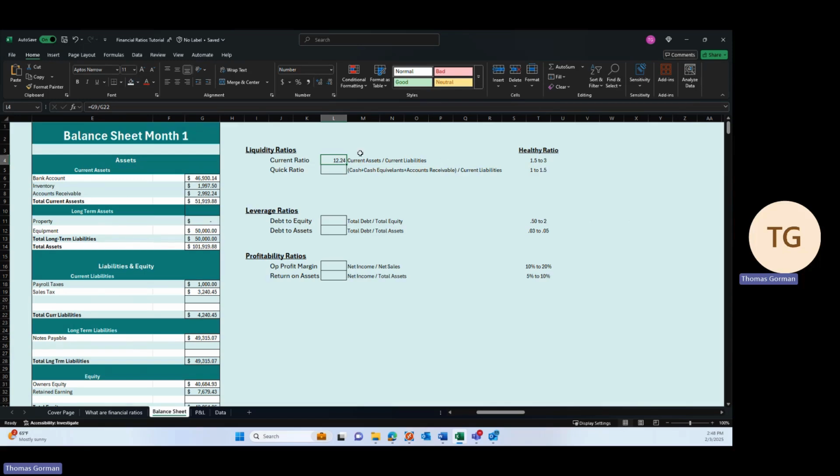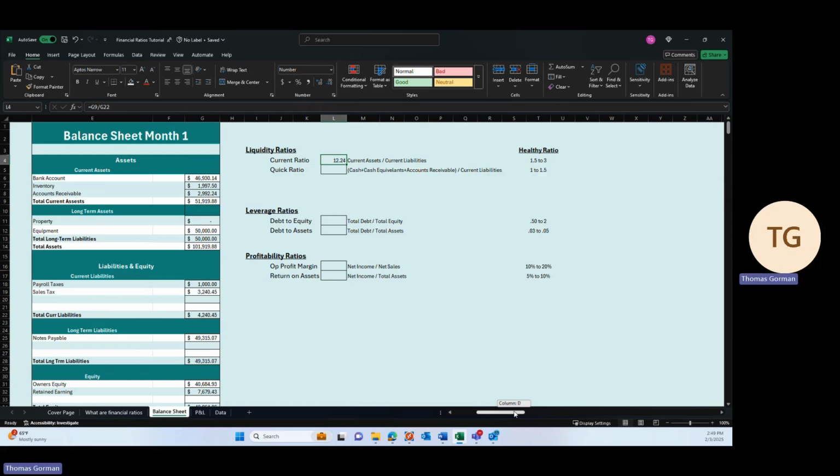And if you want proof of that, let's just take a look. Current liabilities: we have payroll taxes of 1,000, and we have sales tax of 3,240 and 45 cents. So our total current liabilities are $4,240.45. And we can look at our bank account right there, almost $47,000 in it. So we should be able to easily take care of our current liabilities. So that matches up, it passes the eye test. And our current ratio tells us that we are in a healthy position to pay our bills for the next month.